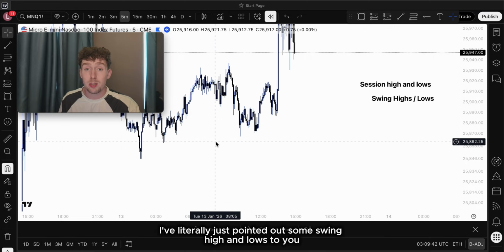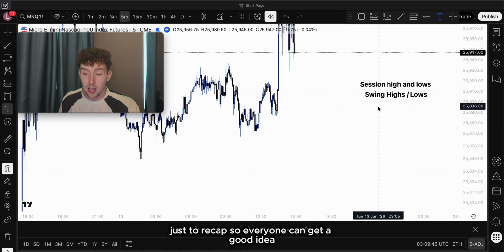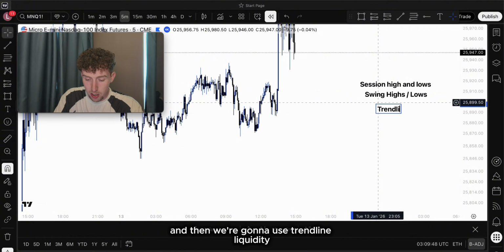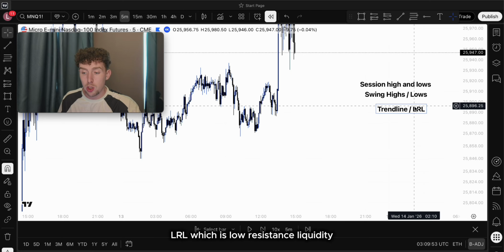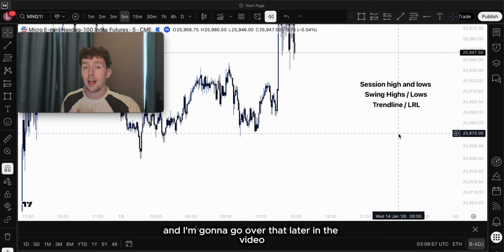I've literally just pointed out some swing highs and lows to you, but we're going to go over it again just to recap so everyone gets a good idea. And then we're going to use trend line liquidity, or LRL, which is low resistance liquidity. We're looking for that to get swept as well, and I'm going to go over that later in the video.